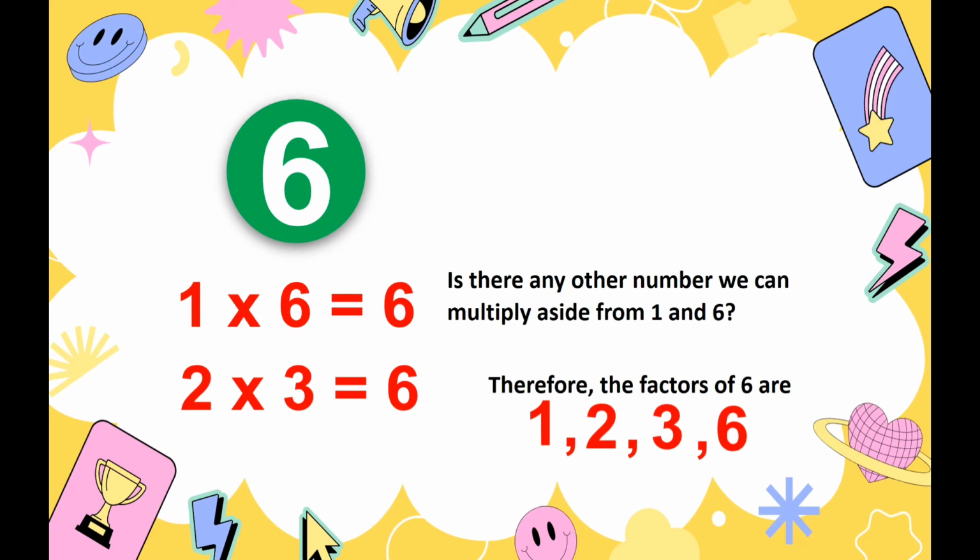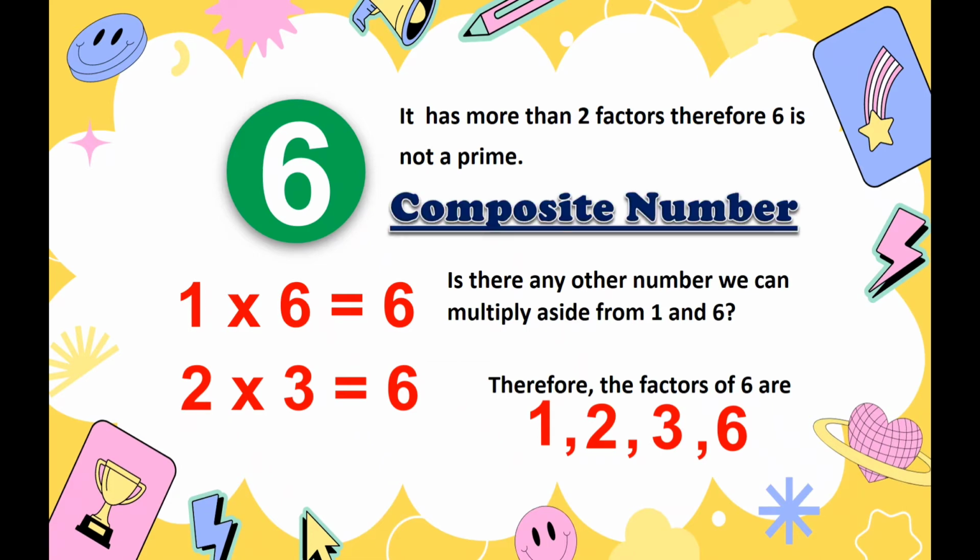Ayan. So, ilan ang factors ng 6 dito? So, 1, 2, 3, and 4. 4 ang factors ng 6. So, since 6 has more than 2 factors, therefore, 6 is not a prime number. So, dahil si 6 nga daw po ay merong 4 na factors, sumobra siya sa 2 factors, ibig sabihin si 6 ay hindi prime. Si 6 ay isang composite number.